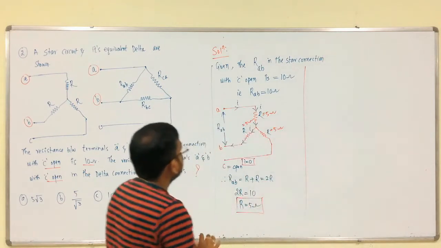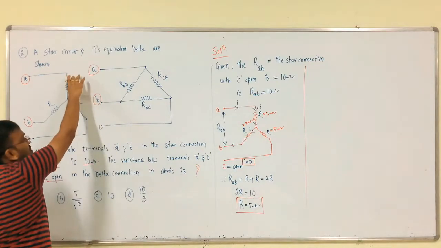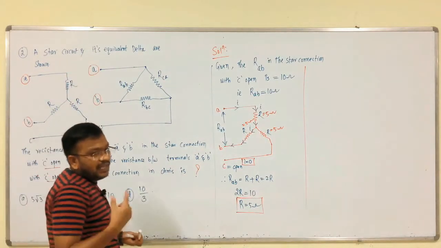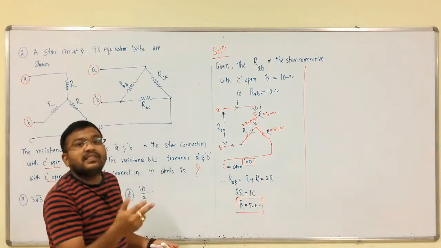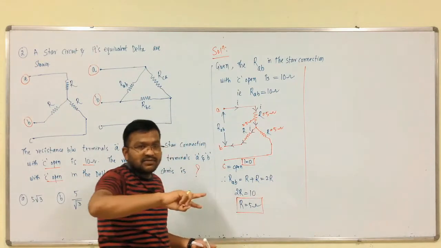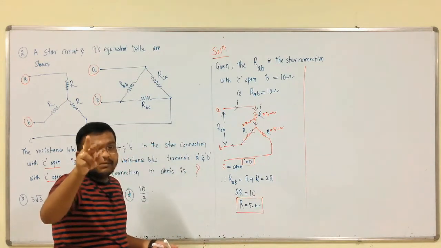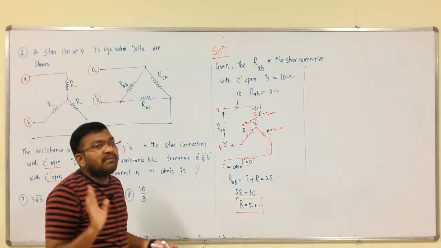So, from this we all know that each branch resistance in the star connection is 5 ohms, then the equivalent resistance in each and every branch of the delta connection is nothing but 3 into R. We have a shortcut: 3 into R. If it is from star to delta, it is multiplied by 3. If it is from delta to star, divided by 3, that is it.